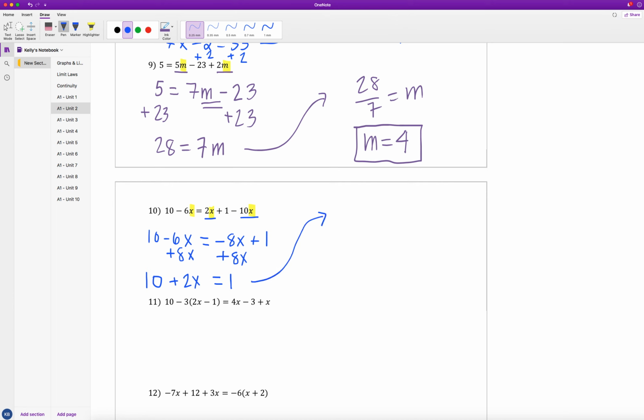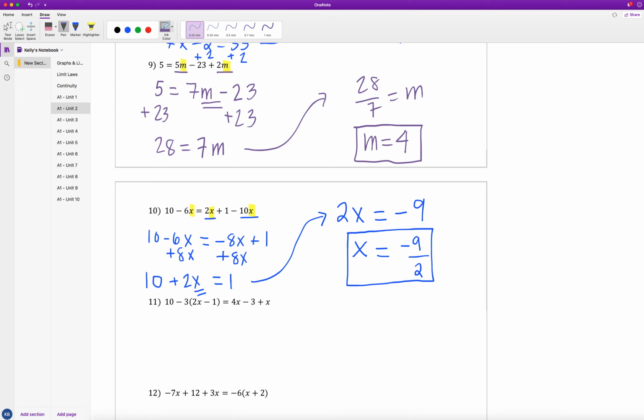My next step to get my x by itself: although I've combined it down to a single x, I've still got to isolate it, so I'm going to subtract 10 from both sides. So I get 2x on the left equals negative 9 by subtracting 10. The last thing I've got to do is divide through by that 2, so I get x is equal to negative 9 over 2, and I cannot reduce that fraction down anymore, so we are going to leave it.